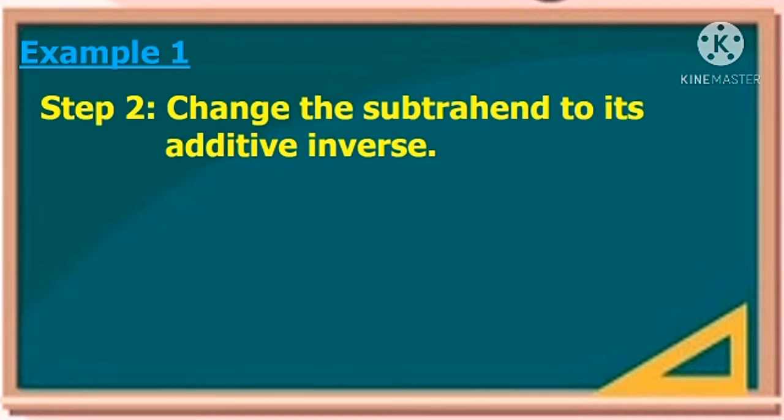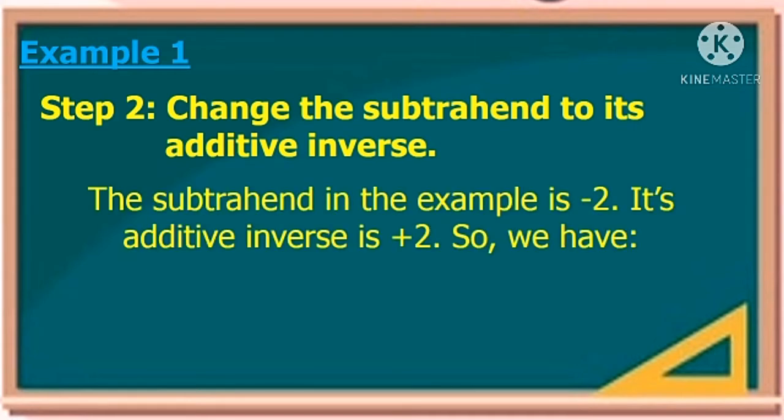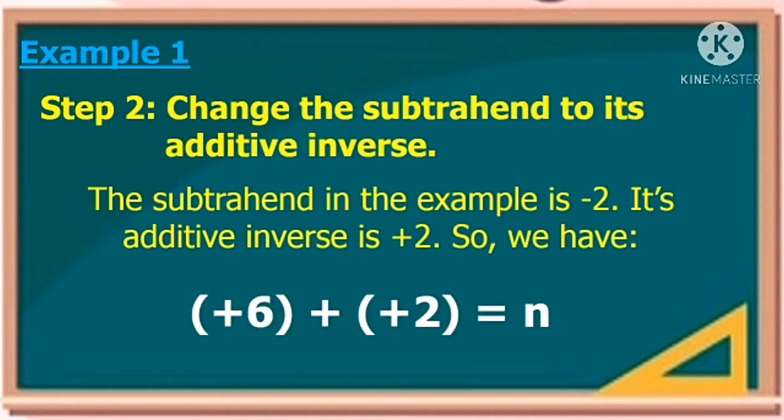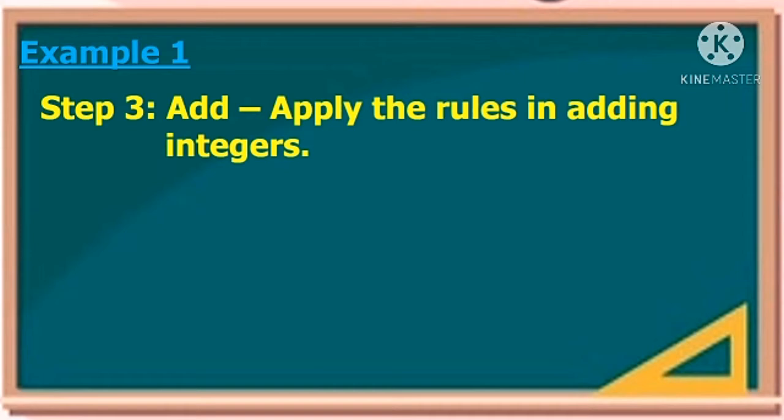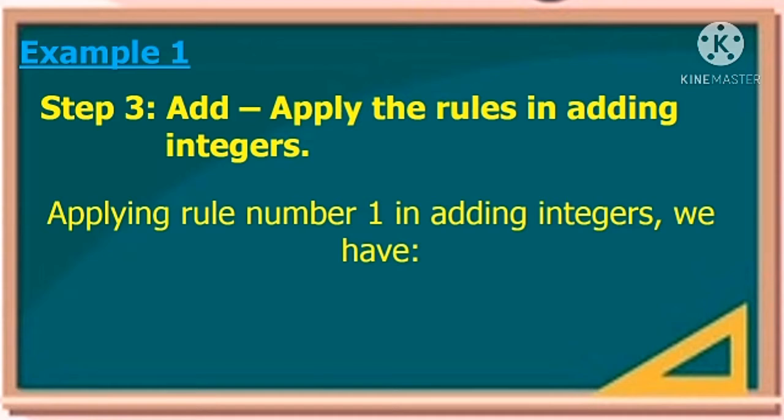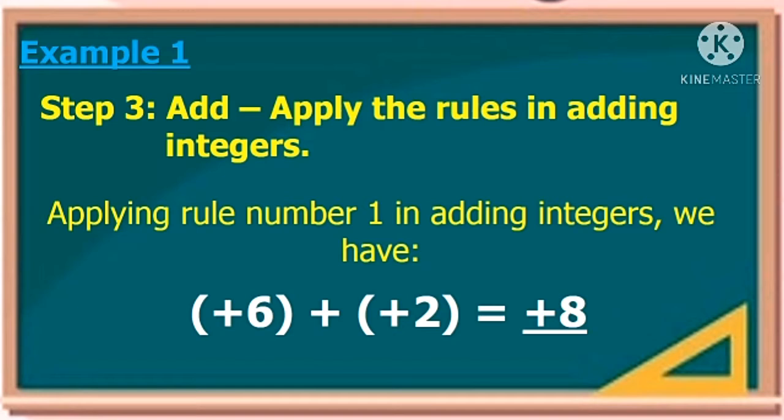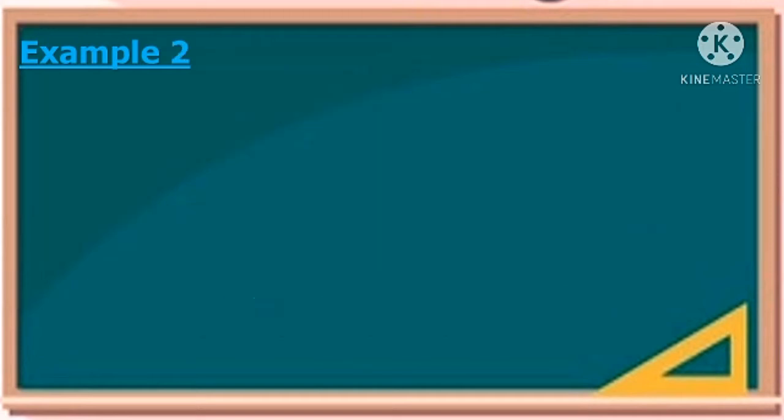Step 2. Change the subtrahend to its additive inverse. The subtrahend in the example is negative 2. Its additive inverse is positive 2. So, we have positive 6 plus positive 2 equals n. Last, step 3. Add. Apply the rules in adding integers. Applying rule number 1 in adding integers, we have positive 6 plus positive 2 equals positive 8.